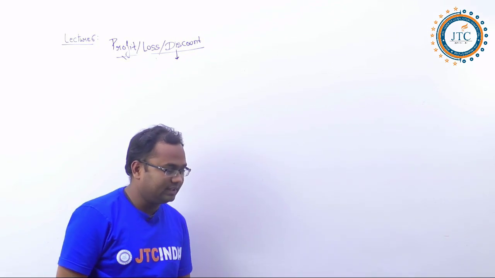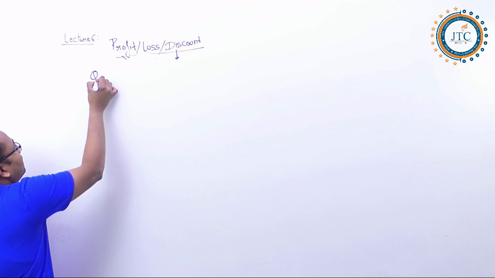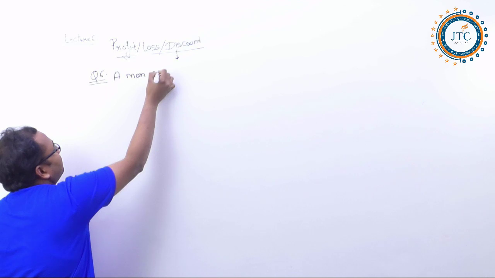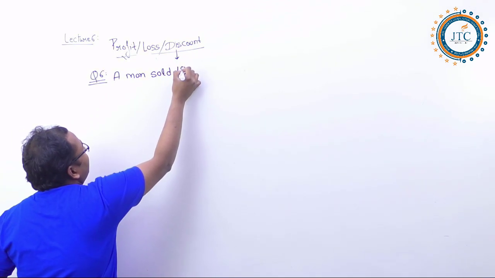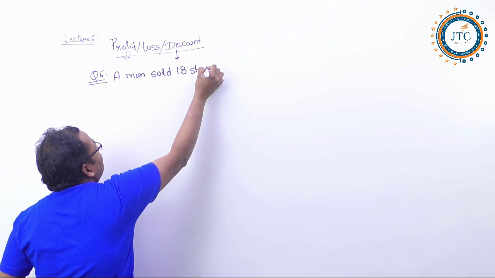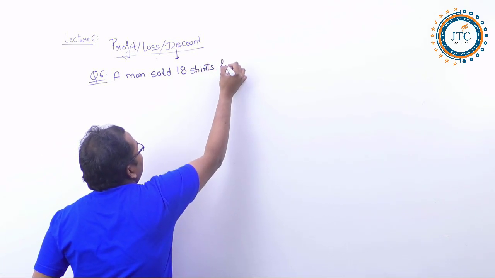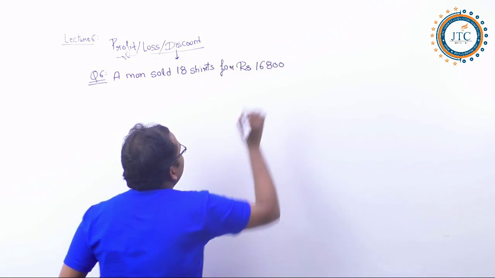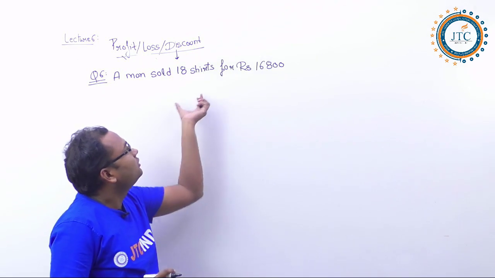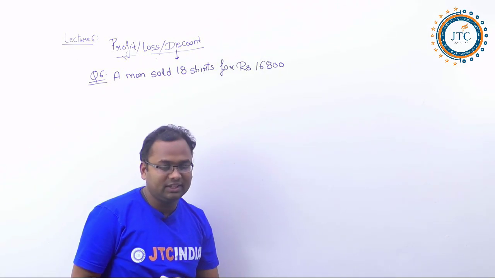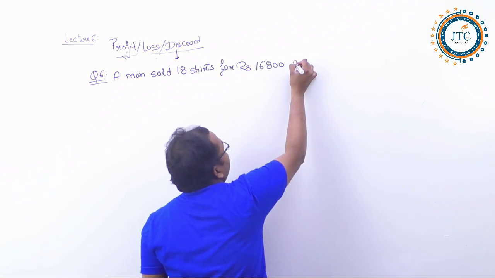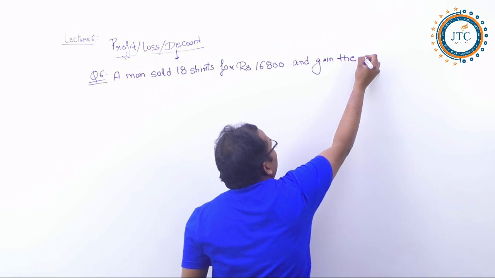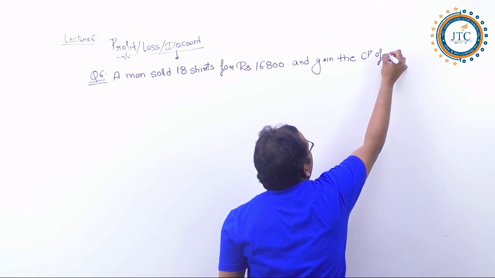Question number 6 says that a man sold 18 shirts for rupees 16,800. Basically, the total selling price of 18 shirts is 16,800, and gain the cost price of 3 shirts.